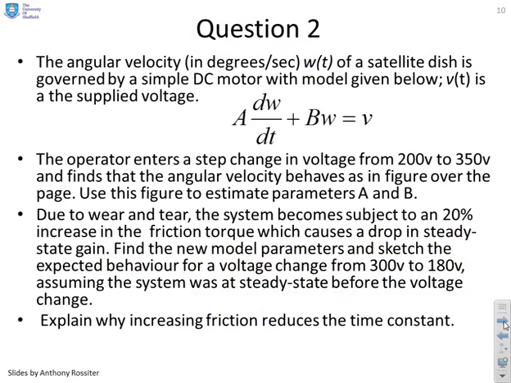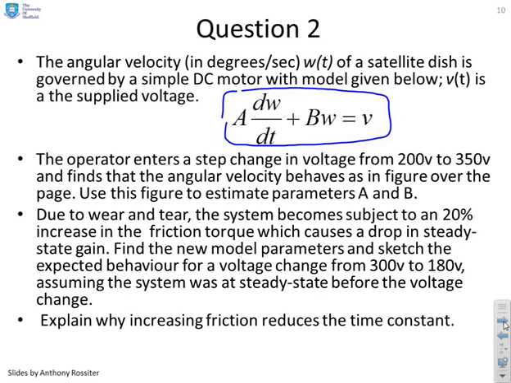So next question. The angular velocity of a satellite dish is governed by a simple DC motor with a model given below. So here's the model, a d omega/dt plus b omega equals v. The operator uses a step change in voltage from 200 volts to 350 volts and finds the angular velocity behaves as in the figure we'll show you next. Use this figure to estimate parameters a and b.